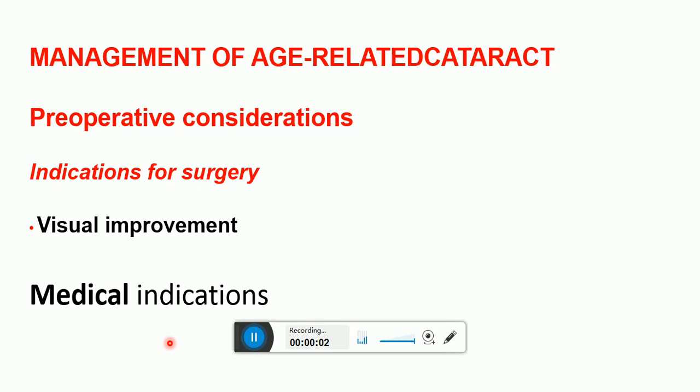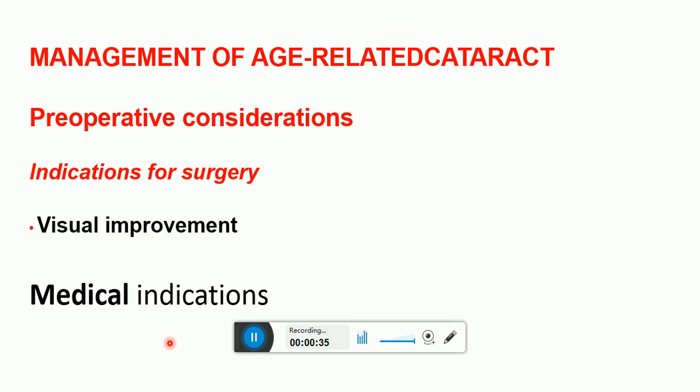Management of age-related cataract and preoperative considerations. So what are the indications of cataract surgery? There are two indications. One is visual improvement, another is medical indications. Visual improvement is the most common indication for cataract surgery. An operation is indicated when the opacity develops to a degree sufficient to cause difficulty in performing daily activities.